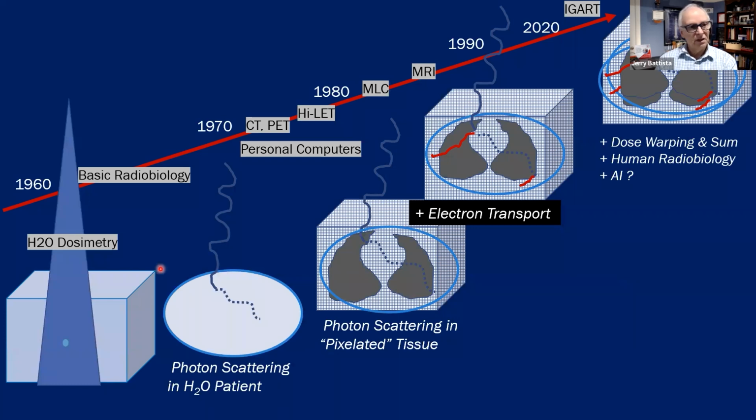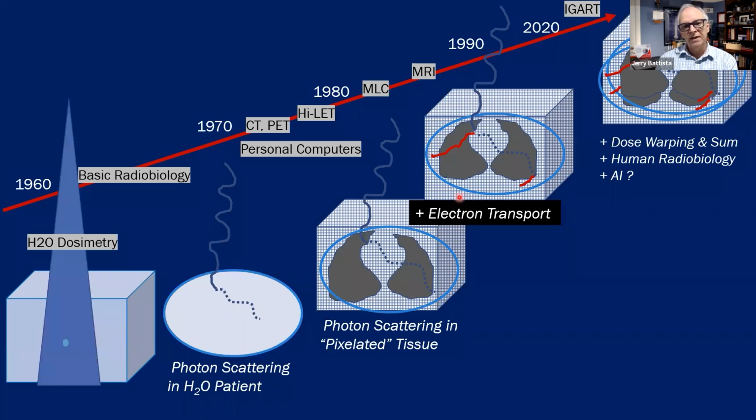So here's another summary of all these advances. 1960s, most of the dosimetry was done in a water tank. There's still a lot of that being done, but that was almost the only dosimetry. In time, around the 1970s, then models were developed to manage the photon scattering in an all-water patient. Going a bit more forward, then the patient was pixelated with CT images, and in addition, photon scattering was also taken into account point by point.